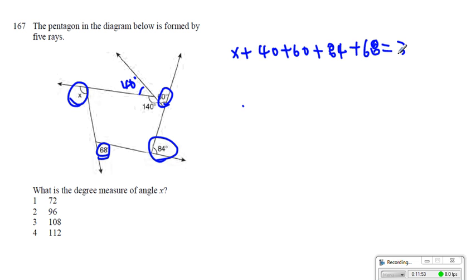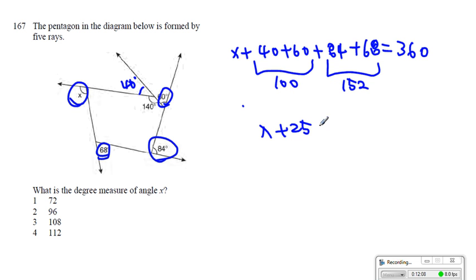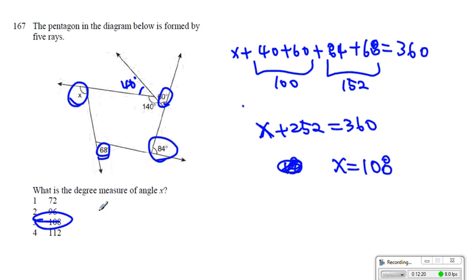When you add them up, that must be equal to 360 degrees. Here we have 100, and this is what, 150, 152, 100, so we end up getting x plus 252 must be equal to 360. That leaves us x to be equal to 108, and that becomes our final answer, choice C.